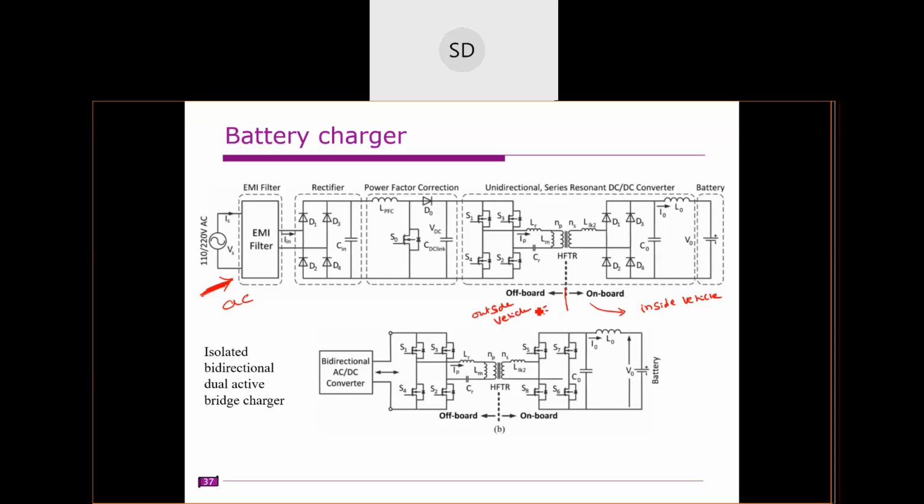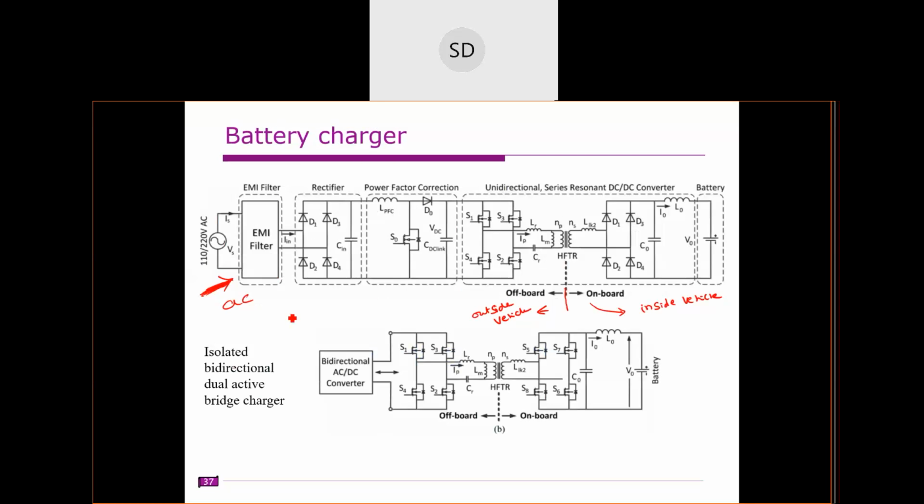Okay, we have inside vehicle and outside vehicle. So we have this outer side, so that means this is normally operated with 110 volts or 220 volts. Usually these batteries are operated with 110 volts or 220 volts, right? If you look at your battery chargers or your phone charger, you can see 110 volts or 220 volts written on it, right?